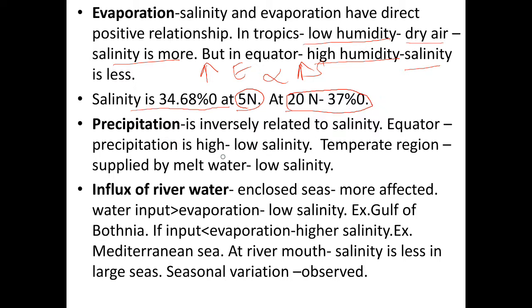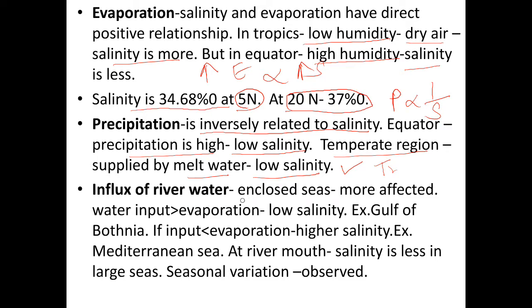Precipitation also affects the salinity of the ocean because it is inversely related to salinity. If precipitation is more, salinity will decrease. In the equatorial region, precipitation is high, because of that it records low salinity, and the temperate region is supplied by meltwater, and because of that it has low salinity. Whereas in the tropic region, precipitation is poor, so it has higher salinity.